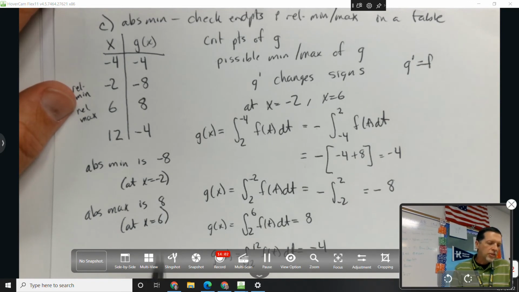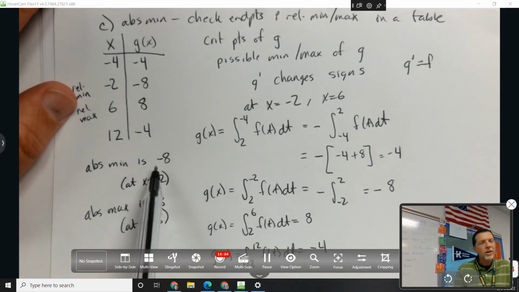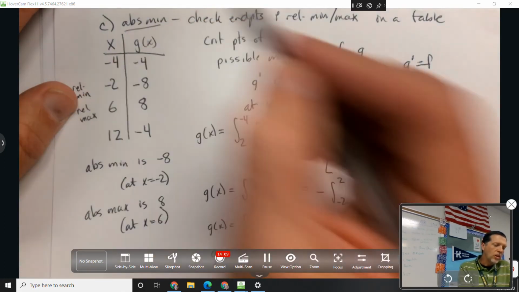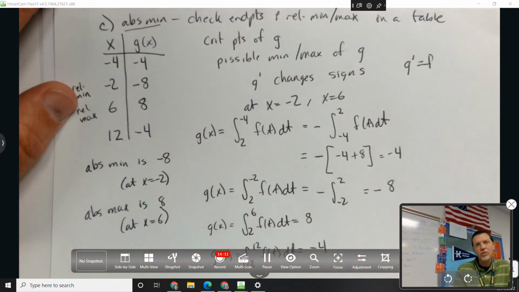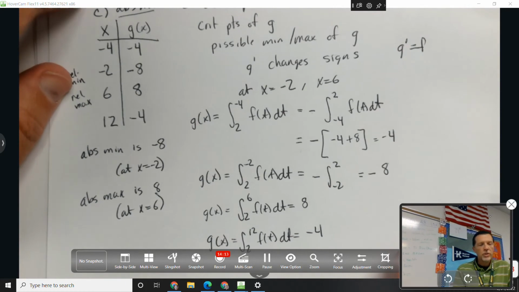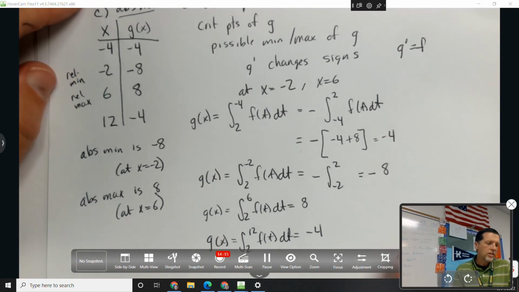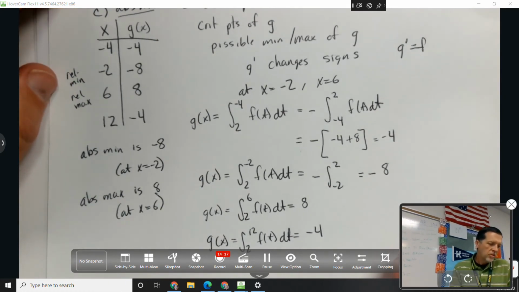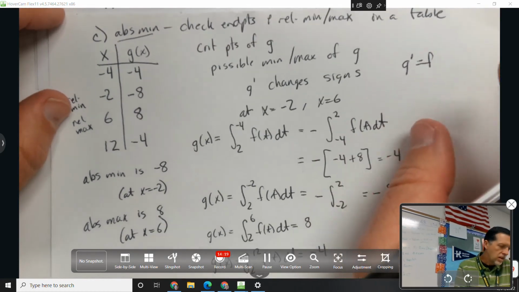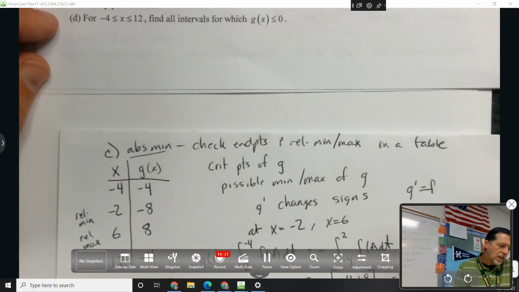Honestly, I'm a little surprised that one of them didn't occur at an endpoint, but because they said absolute and justify your answer, they will be looking to see that you check the endpoints. But I'm a little surprised one of them didn't turn out to be an endpoint, just to kind of prove the point. All right, that was C.